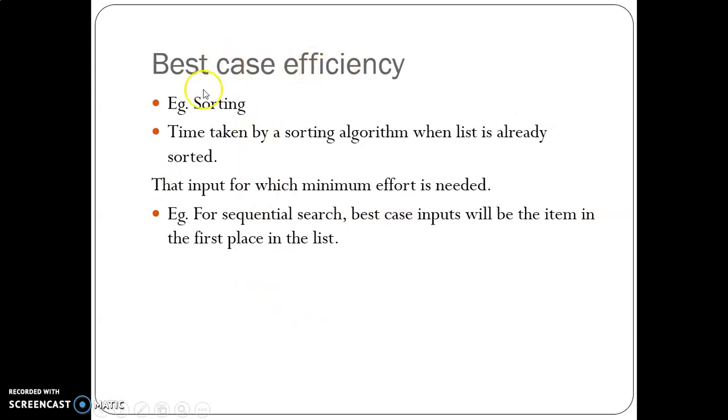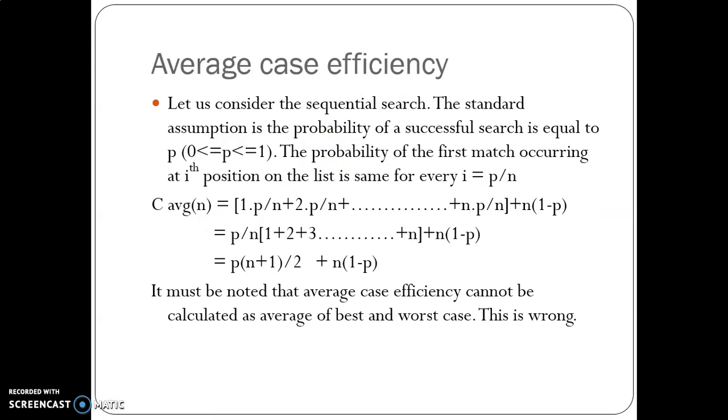Then the best case efficiency is, suppose in a sequential search, we are looking for the item which is in the first place of the list, or in case of sorting, the best case will be that the list is already sorted. Then for the average case efficiency, let us consider the linear or sequential search.